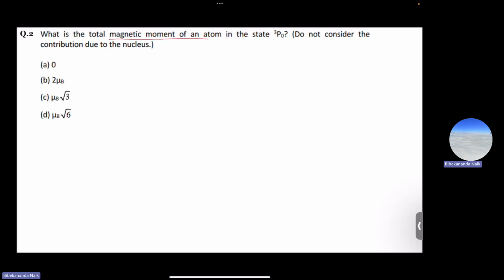So here all the options are in terms of mu B, and we know mu B, or the Bohr magneton, is a unit of atomic magnetic moment, basically the magnetic dipole moment. So we need to find out the magnetic moment of an atom in the state 3P0. I'll give you a few minutes to think about this question, and then we will discuss the correct option.